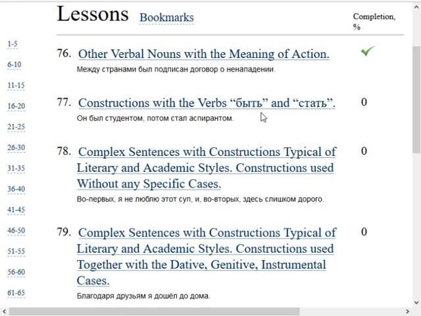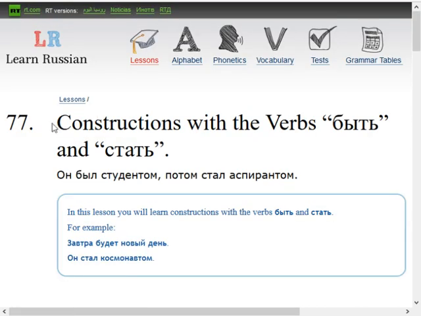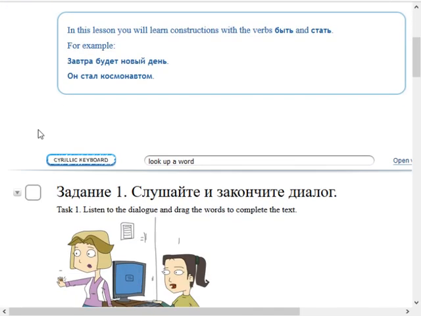Okay, Russian doesn't have a usual verb for to have, so in Russian you can omit that. But быть is easily one of the most important verbs in Russian. But they decided let's wait till lesson 77 to actually talk about that. And стать is maybe not quite as important, but also very important. It means to become. So be and become. Okay, let's go ahead and get started with constructions with the verbs быть and стать.